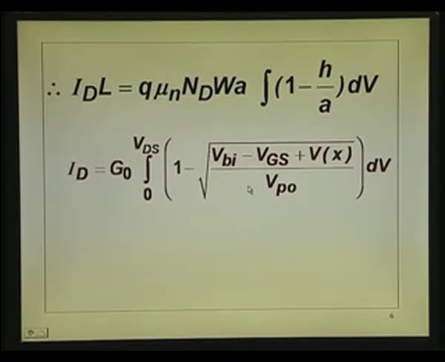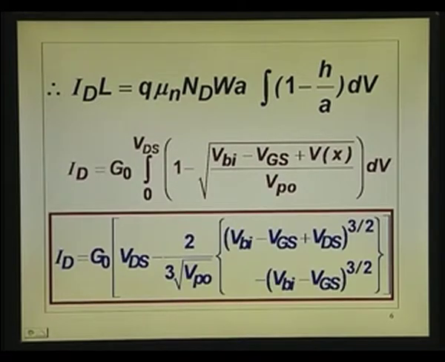So, hereafter whenever I write ratios of the depletion layer widths, we will write square root of the voltage across that. For example, the width of the depletion layer at the drain end will be, if I have to write H, square root of V b i minus V g s plus V d s, the drain source voltage. Now, integrate that.